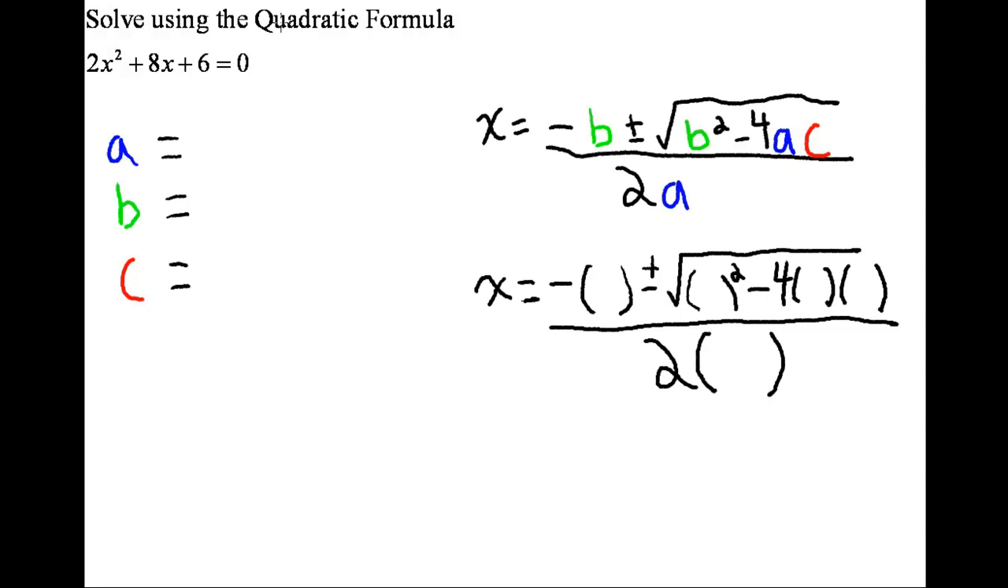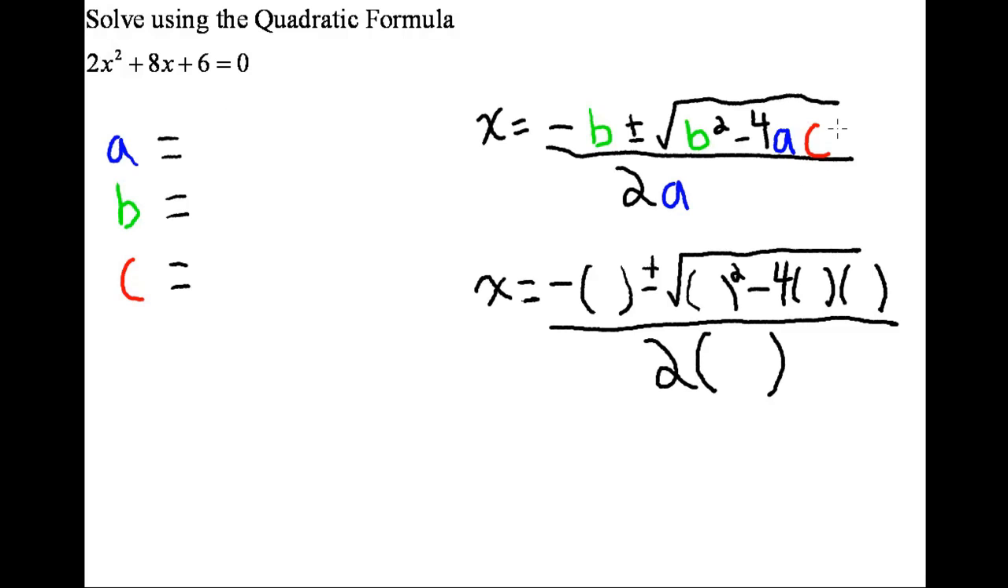We want to solve this quadratic equation by using the quadratic formula. Before we do anything, we have to check to make sure we have all the terms on one side. So you can see we have the quadratic term, the linear term, and the constant term on one side, set equal to 0. If we didn't have that, we would have had to move things around to make sure we had everything on one side. So here's the quadratic formula.